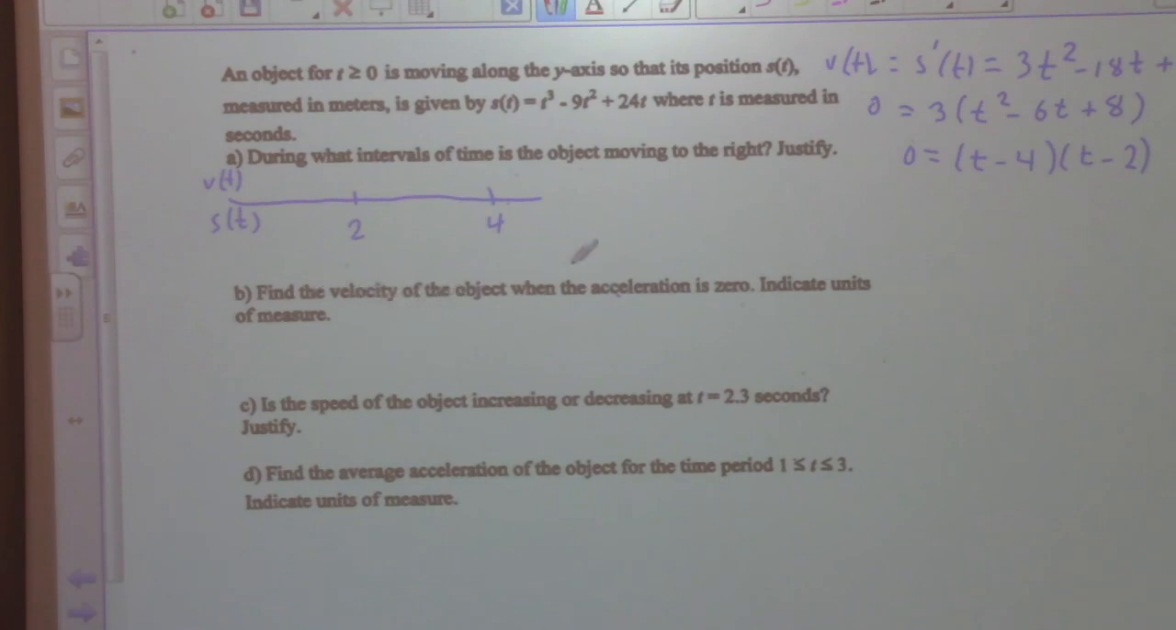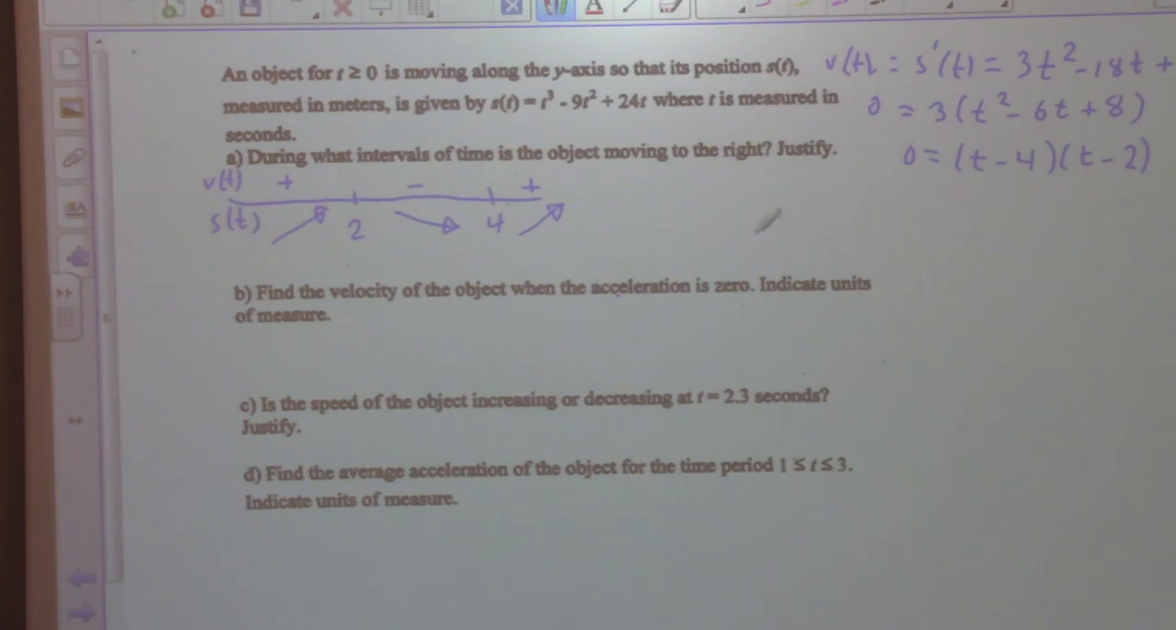And plug in, let's say between 2 and 0. Yeah, so now if we plug in 0, we get negative times a negative, right? So we know we have that, and then between 2 and 4, and then at greater than 4, we have positive times positive.